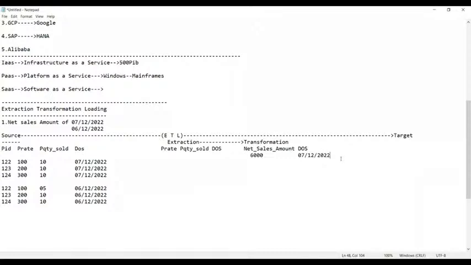And what about the next one? What is the next day you have? The previous day is the 6th day. Can you see here? We have the 6th day also the same. So now, out of these 6 lines of data, how many lines of data have you extracted here?